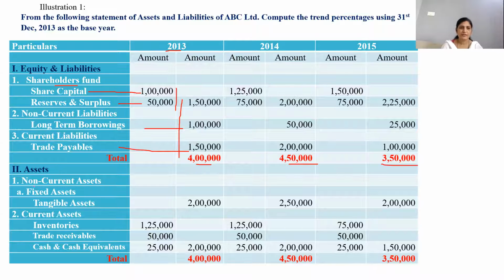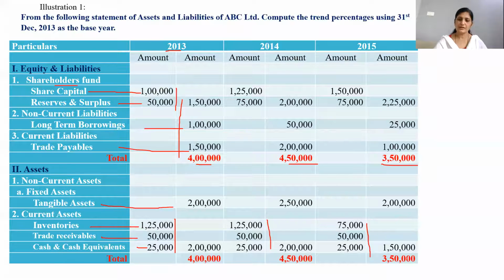Next, assets. First, non-current assets: fixed assets, tangible assets 2 lakhs, 2 lakh 50,000 and 2 lakhs. In current assets, inventories 1,25,000, 1,25,000 and 75,000. Trade receivables 50,000, 50,000 and 50,000. Cash and cash equivalents 25,000, 25,000 and 25,000. Adding these 3 items, 2 lakhs is the current assets. Add these 3 for the next year, 2 lakhs is the current assets. Add these 3, and 1,50,000 is the current assets for 2015.